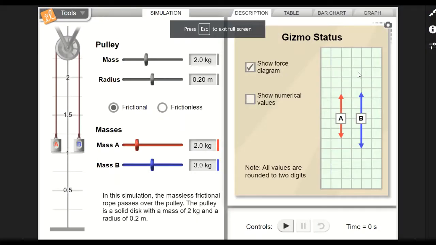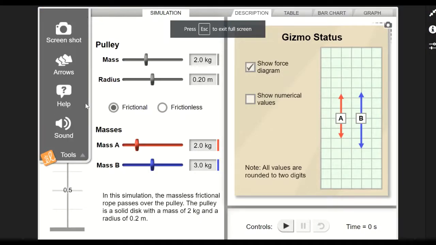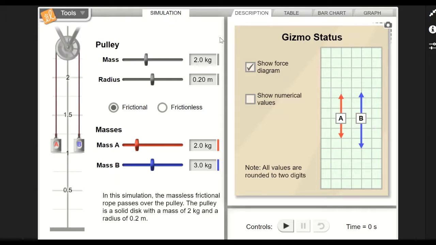We'll just go back to this Gizmo here. I'm going to turn off the sound for this one. We don't need it for the video. Now, the way that the Gizmo works is we have this pulley system over here, and there are two masses that are attached to it. The setup is fairly straightforward.